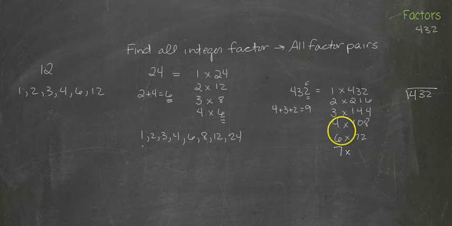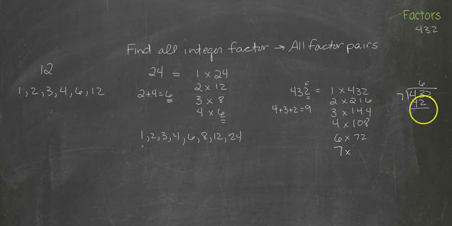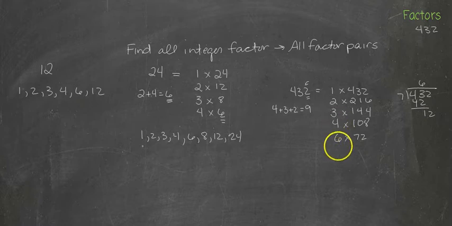There are little tricks you can use, but sometimes it's just faster to do the division. So 7 times 6 is 42. Leave a remainder 12, so 7 does not work. 8, again, we get to use our trick. 8 is twice 4, so can I divide? Certainly, 54.